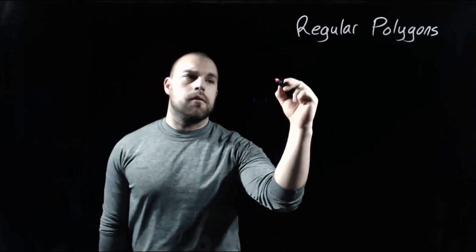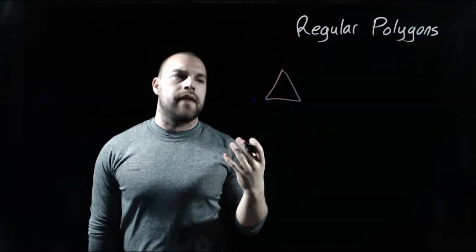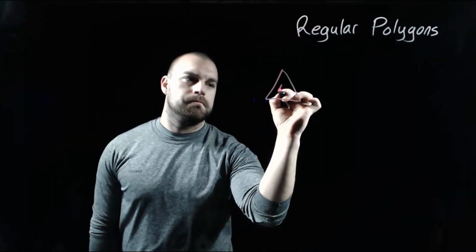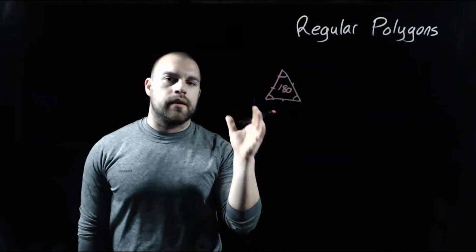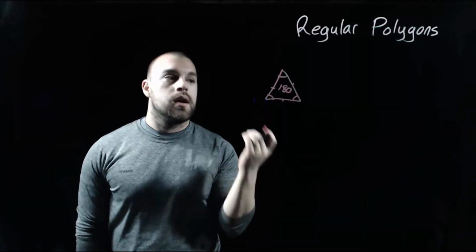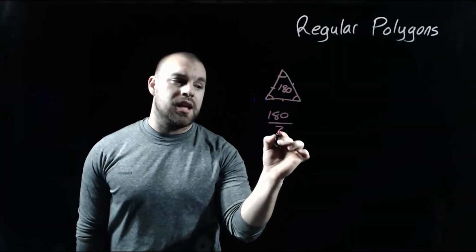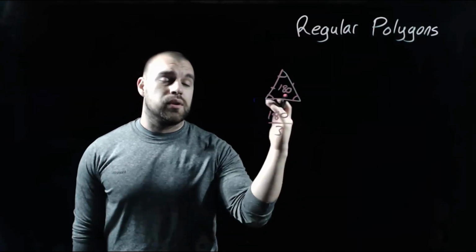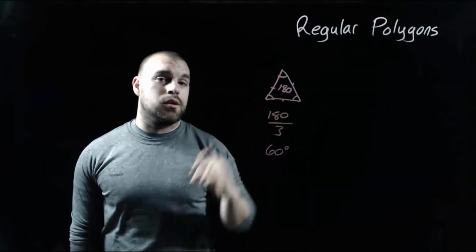Let's start off with a triangle. We know that the angles inside of a triangle have to add up to 180 degrees. But let's say this was a regular triangle where all the sides are congruent and all the angles are congruent. And let's say we wanted to find the measure of just one of those angles. Then what we would do is take that interior angle sum of 180 degrees and divide it equally amongst the 3 angles. So if we take 180 divided by 3, we get 60 degrees as each interior angle.